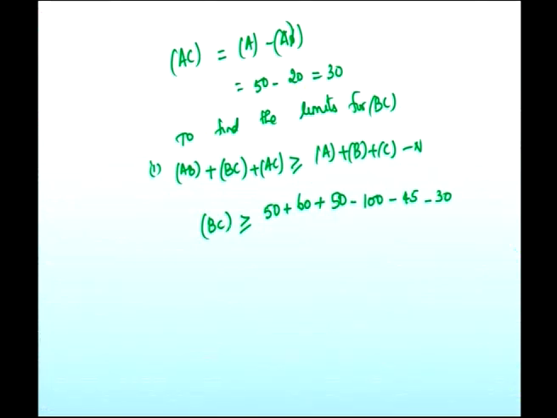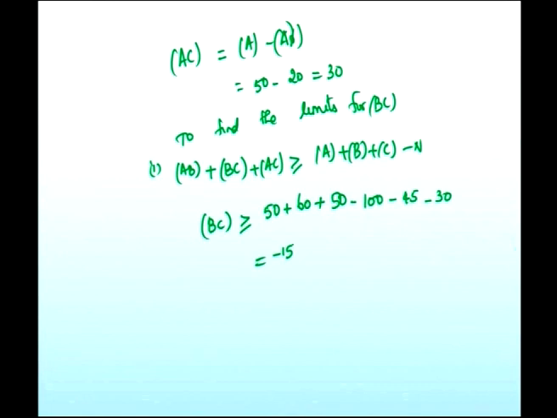AB and AC go outside. So minus 45 minus 30, which is equal to minus 15. So we have determined a limit that the BC value should be greater than or equal to minus 15. If BC is less than or equal to minus 15, then immediately we can say the data is inconsistent and we cannot proceed further. BC greater than or equal to minus 15 means it can have the values from minus 14 to plus infinity.